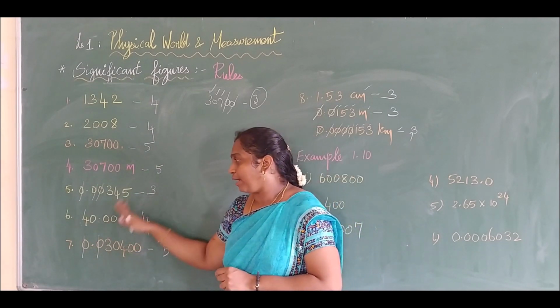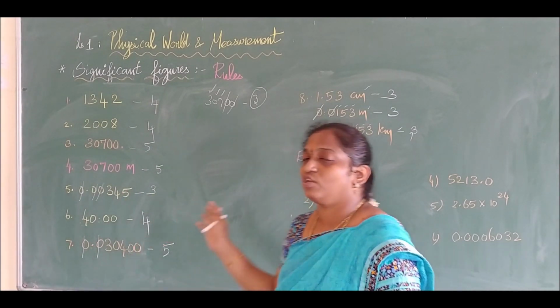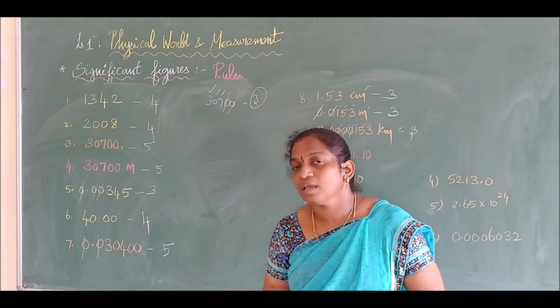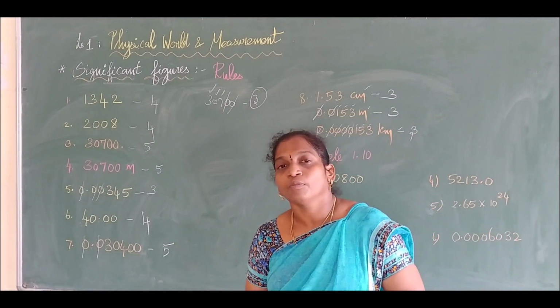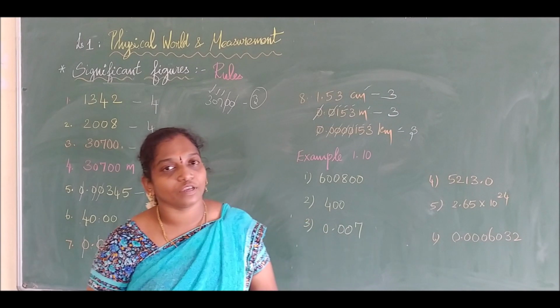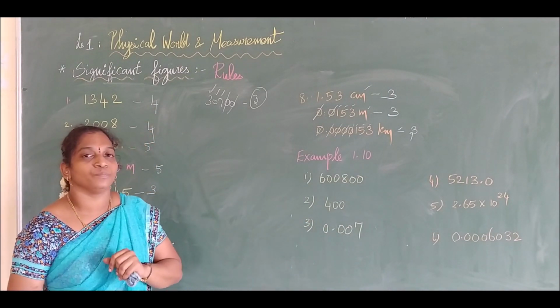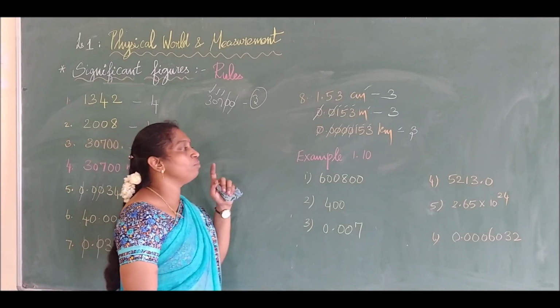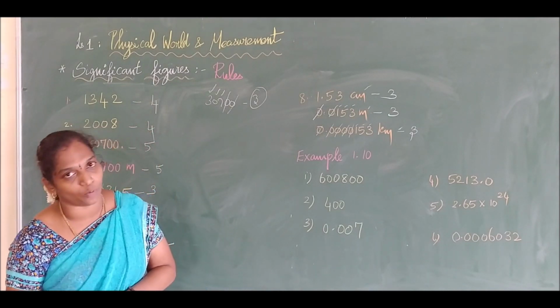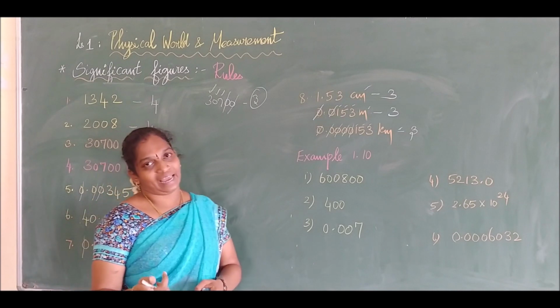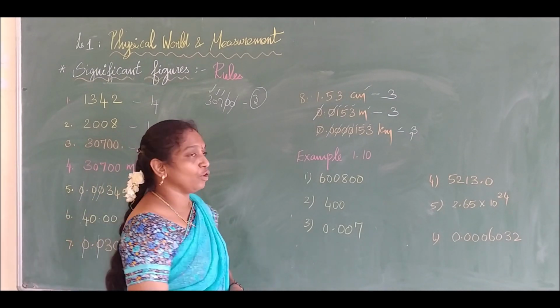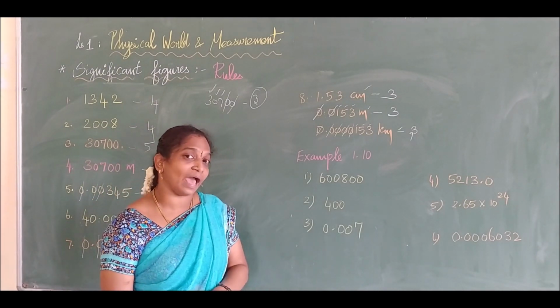Right? Therefore, we are writing the same rules, and if the unit changes, there will be no change in the number of significant figures. Right? So while writing the significant figures, we have to be very keen about what? These 8 rules. Now let us do an example problem which is given in your book, example 1110. You are going to tell the answer, right? So what are the rules that we follow and how many significant figures are there in that?